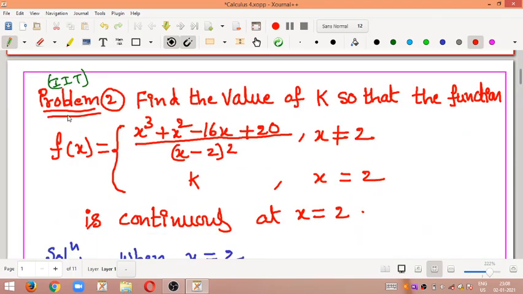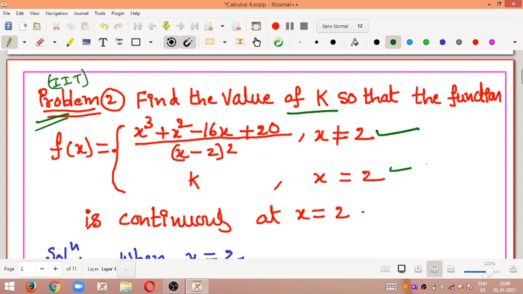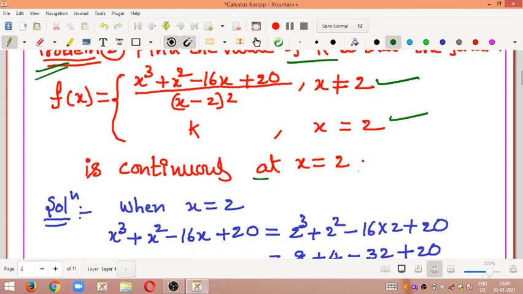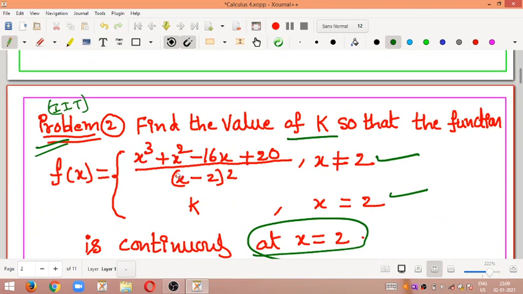This is also very important for IIT, CET level, JAM, KSET, also APSET. Find the value of k so that the function f of x is equal to x cubed plus x square minus 16x plus 20 by x minus 2 whole square, if x is not equal to 2. Next, f of x is equal to k if x is equal to 2, is continuous at x is equal to 2. So this is the function given.